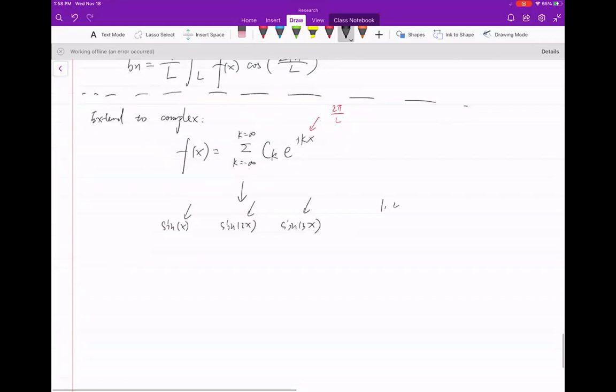Even if you change the size, you still have 2n pi over L. This n here tells you that the smallest thing you have is 2 pi over L. It's just 2 pi over L times 1 or times 2 or times 3 or times 4. So it's still discrete.